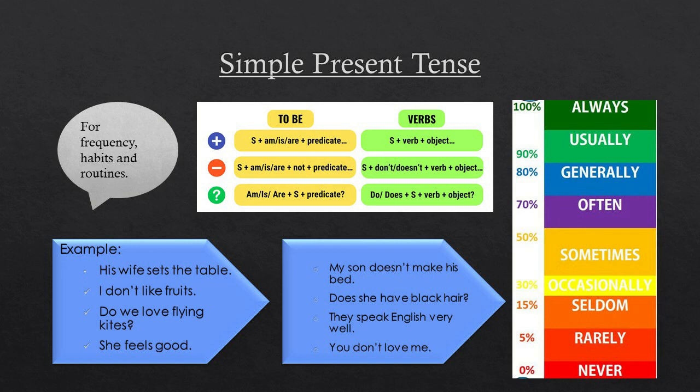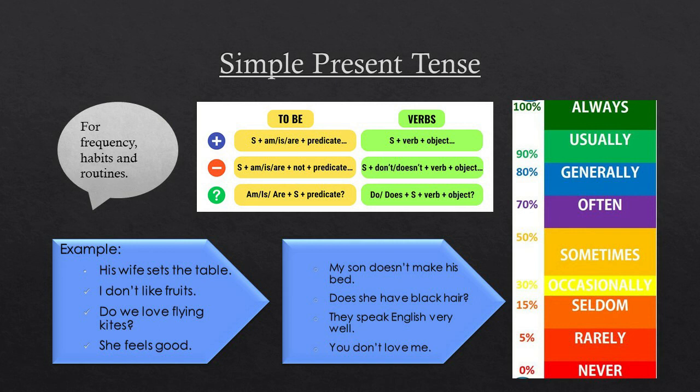Another example could be rarely. In this case, it could be I rarely eat hamburgers, for example. Or also for sometimes, it could be, for example, I sometimes eat pizza at night, right? So this is for frequency adverbs, right?